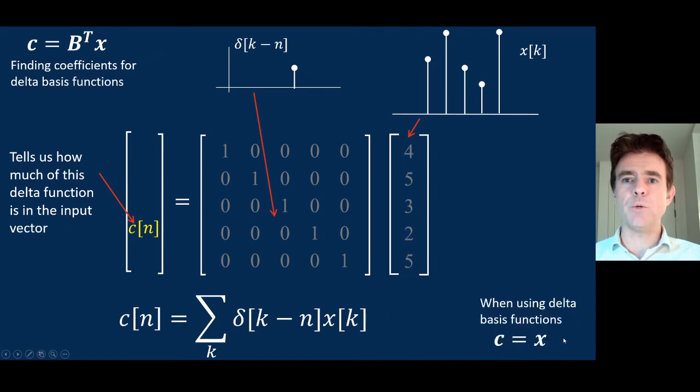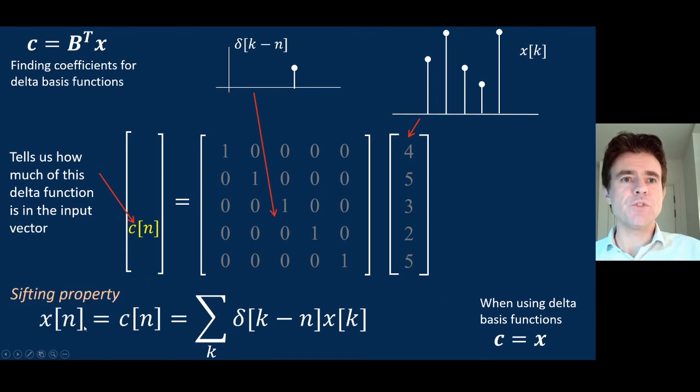And again, I'm making the observation that when using delta basis functions, the outcome here is just x, because this is just the identity matrix. This is also known as the sifting property of the delta function. To understand that, you can view this as a delta function, delta as a function of k, shifted to position n. That's the kind of thing we're seeing here.